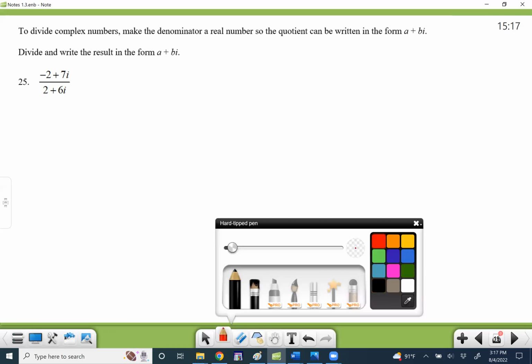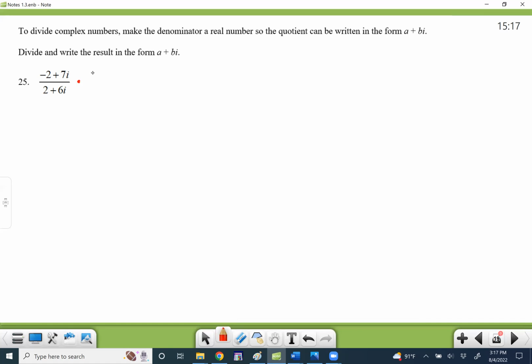So how do we divide with complex numbers? We take the denominator and we multiply by its complex conjugate. So 2 plus 6i, then we're going to do 2 minus 6i to both the top and the bottom.